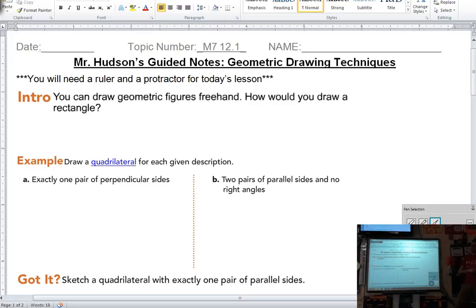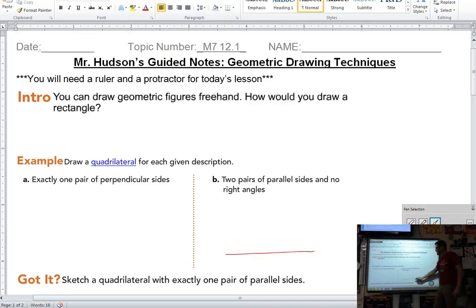Two pairs of parallel sides and no right angles, well, crap. If it just wanted two pairs of parallels, I could use my rectangle. But it doesn't want any right angles. What's it called when I have two pairs of parallel sides? It's a quadrilateral, but none of my angles are right angles. We default, instead of a rectangle, because a rectangle is this type of shape, but without the right angles, it changes names. Julia? That's exactly what it is. So we need to draw a parallelogram.